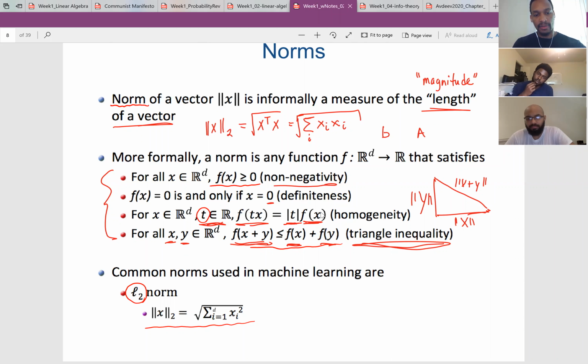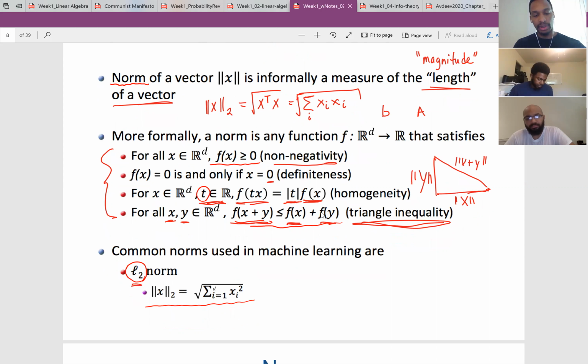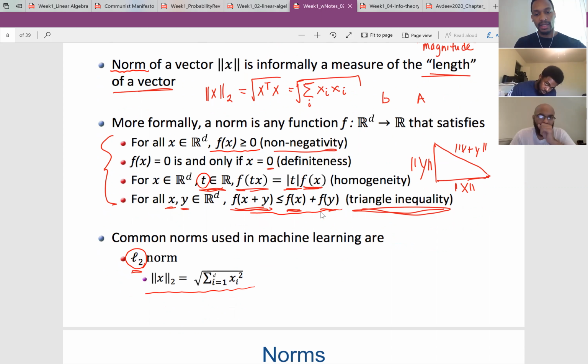And then there's some common norms. So L2 norm is probably the most common. This is kind of your Euclidean distance norm. So you basically just take the sum of all the x's squared, and you take the square root of them. A lot of people will just write it as the 2 norm squared, which you can just get rid of the square root basically, and write this as the sum of xi squared.